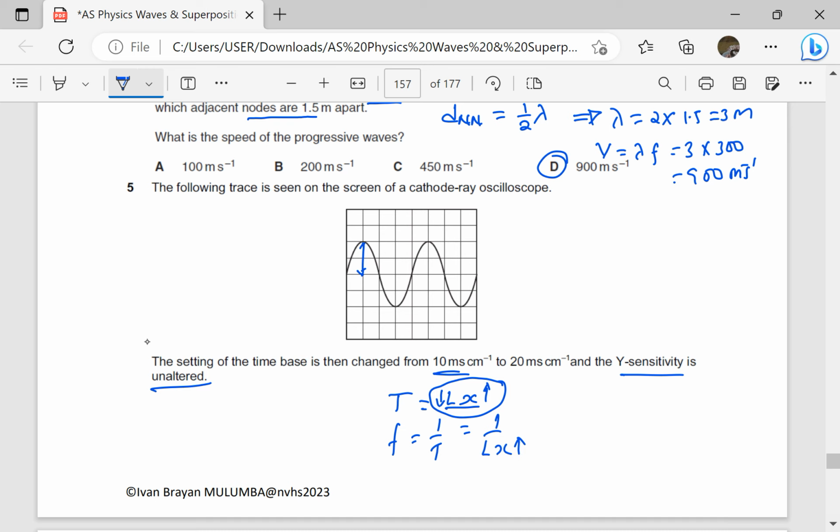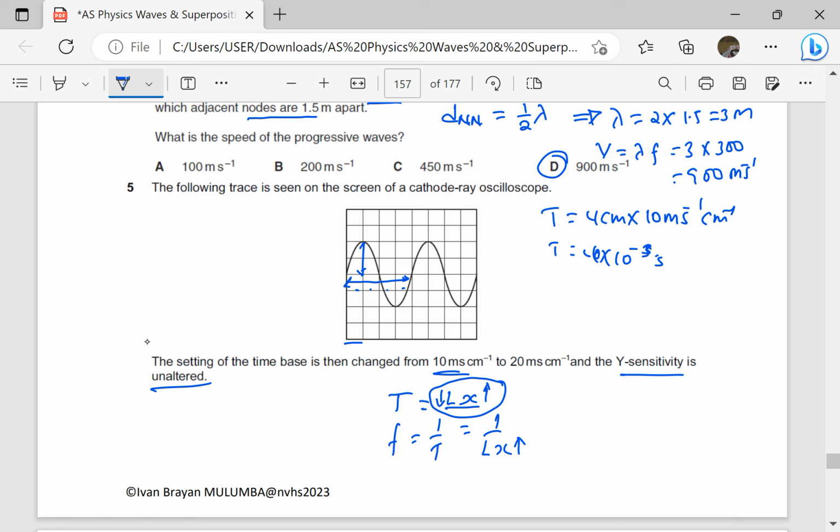If L had been represented by 4 boxes, and that means, let me call this centimeters. So the period here was initially 4 centimeters times the time base setting, which was 10 milliseconds per centimeter. Here it means the period was actually 4 times 10 power negative 3. This is 40 times 10 power negative 3 seconds.